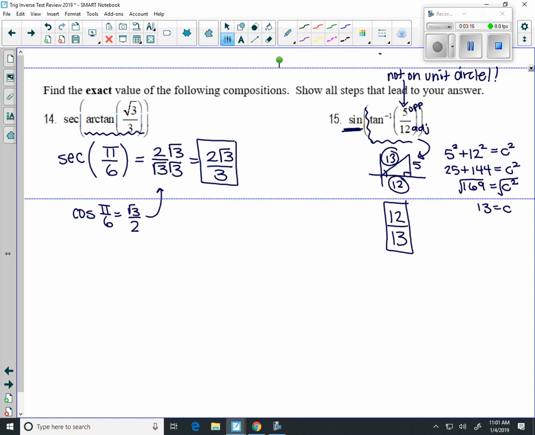So, one example of each. We did several of these in class. Just work inside out, and make sure you recognize unit circle problems versus triangle.